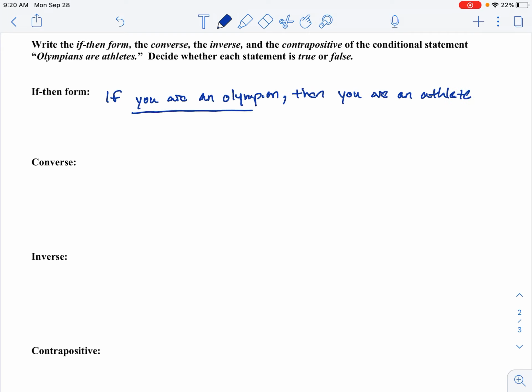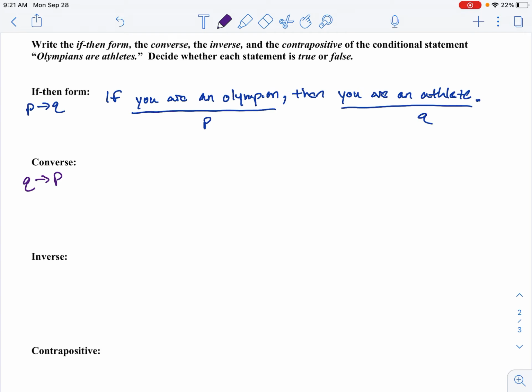And what we've got here is: you are an Olympian is our P, and you are an athlete is our Q. So the if-then form will always be if P, then Q. And we're going to write the converse, which means we're going to switch them up. We're going to say if Q, then P.